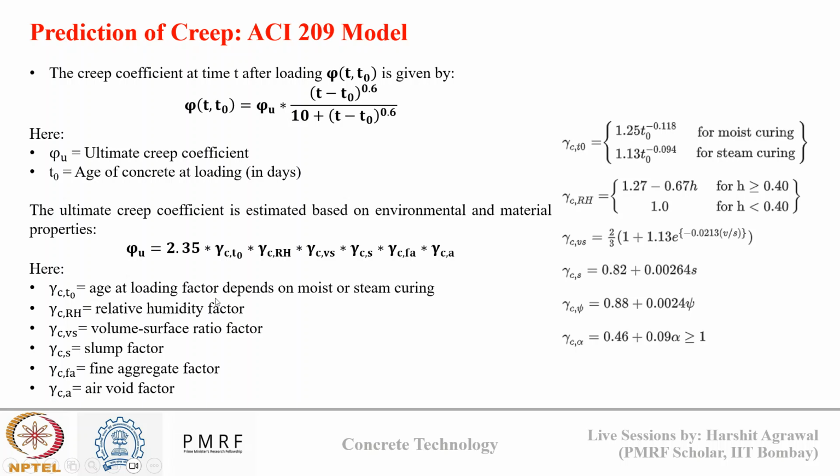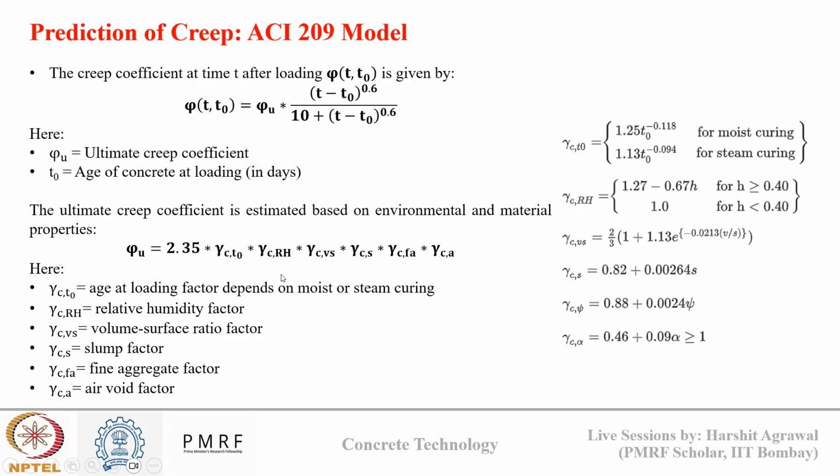So based on all these factors, we get the ultimate creep coefficient, and then based on the time till which the structure is loaded, we get the creep coefficient after time t, which gives us an indication of how much creep has occurred in concrete. Okay, so one of you asked, I guess, in the YouTube video, how we get this ultimate creep coefficient and whether all these values will be given or not.